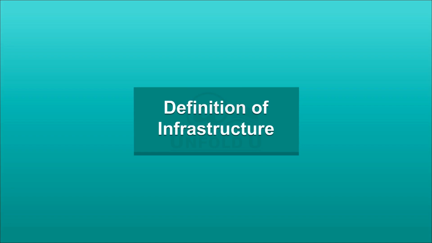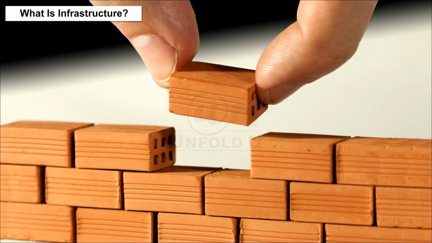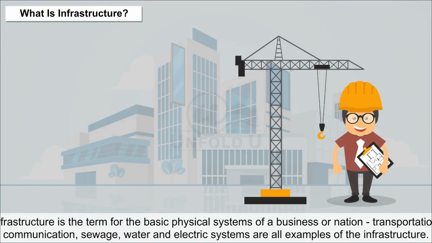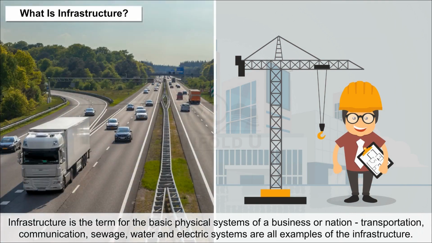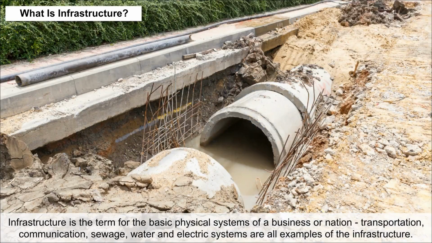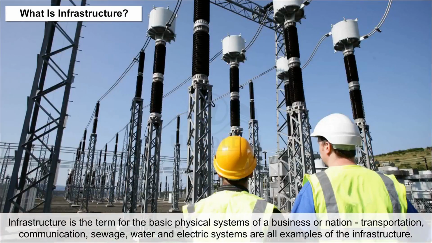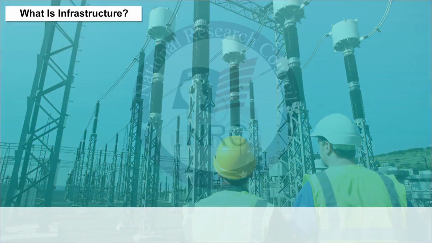Definition of infrastructure. What is infrastructure? Infrastructure is the term for the basic physical systems of a business or nation. Transportation, communication, sewage, water, and electric systems are also examples of infrastructure.